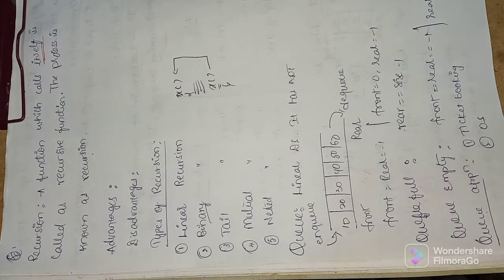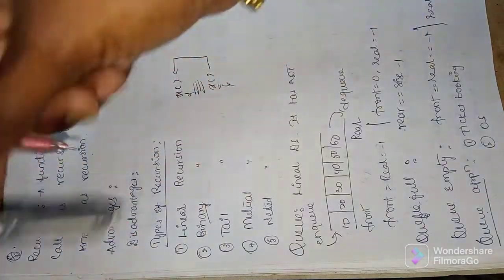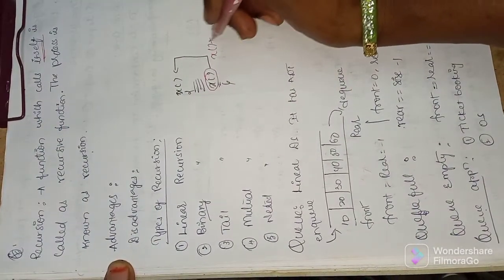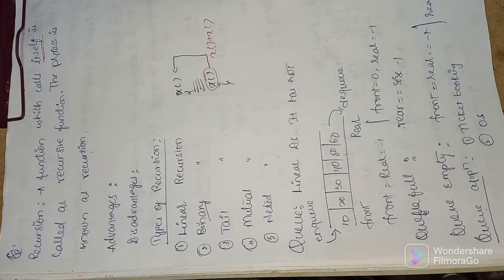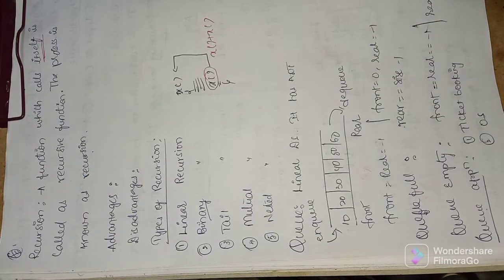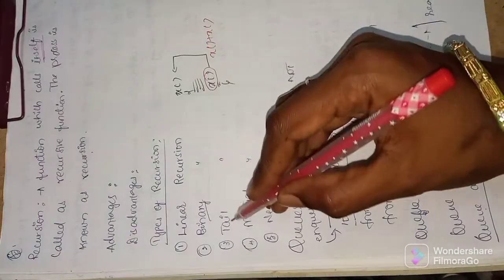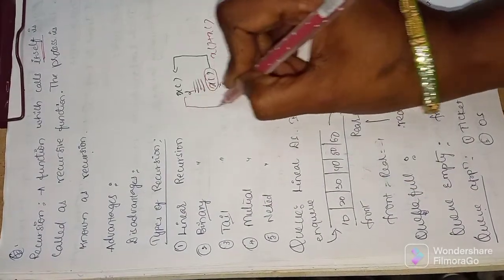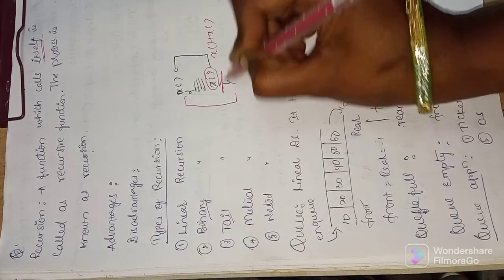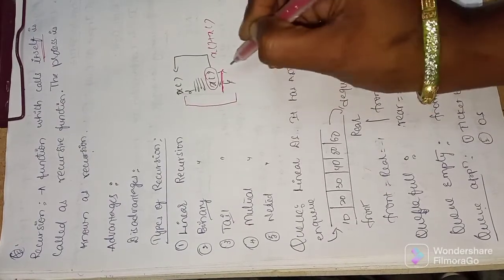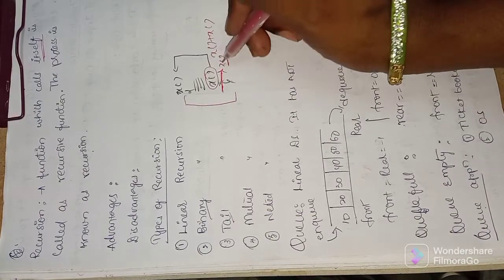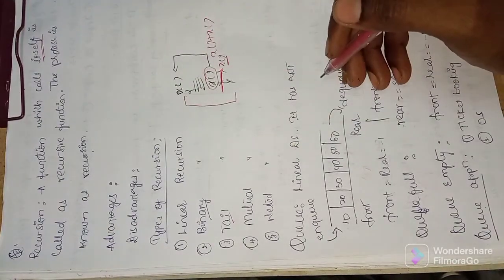Next goes binary recursion. Binary means what? 2. That means whenever you are calling the recursive function, if I call our recursion function 2 times, then we call it binary recursion. Next, tail recursion. Tail means what? At the last. Whenever a function calls the same function at the last step before closing of the bracket, we call it tail recursion.